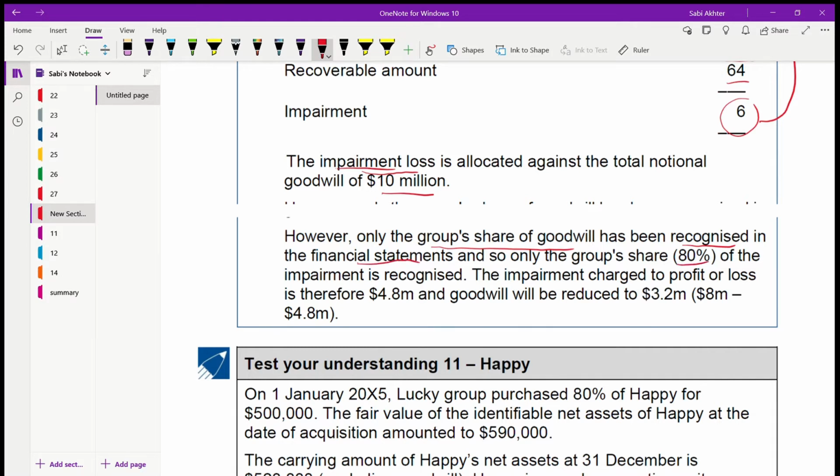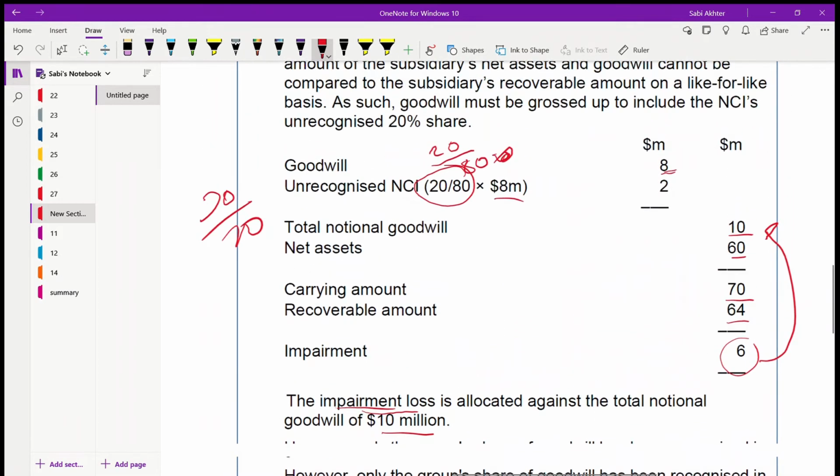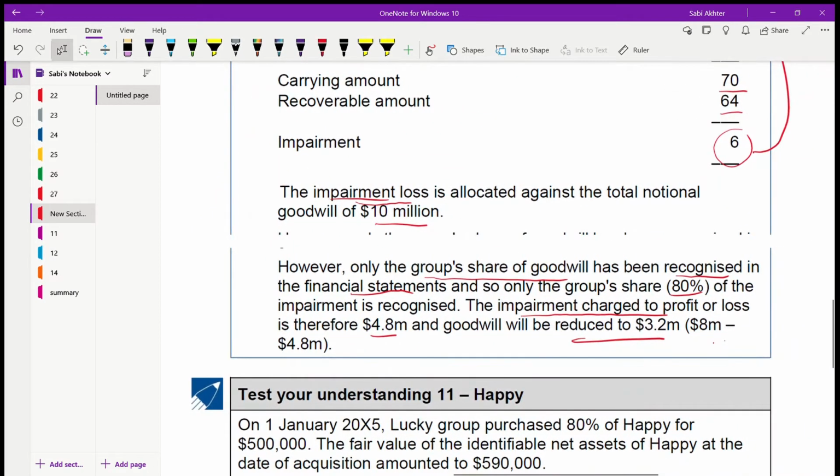And here only the group share of goodwill will be recognized in the financial statements. And group share is 80%. So 80% of the impairment is recognized. So the impairment charge to profit and loss will be 4.8. That means 8 minus 4.8, and the goodwill will be reduced to 3.2. Remember, this 8 is the parent's, so from 8, you have to deduct the impairment which is allocated to the parent, which is 4.8.